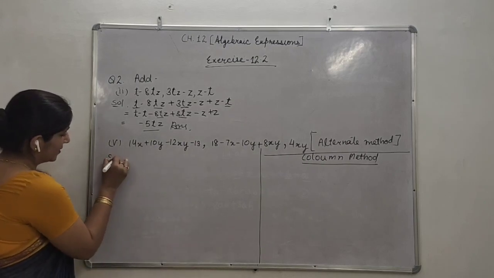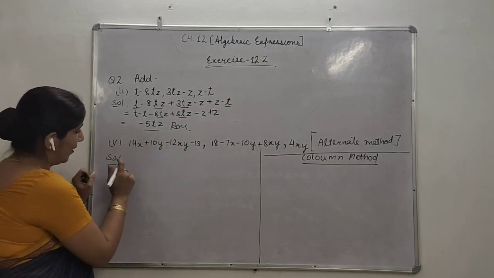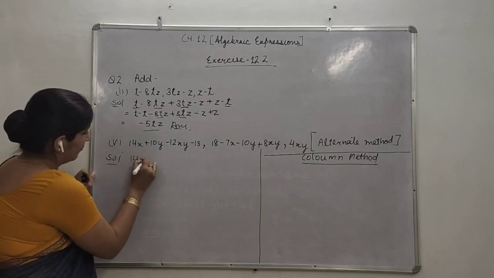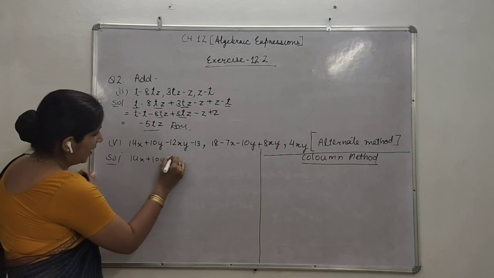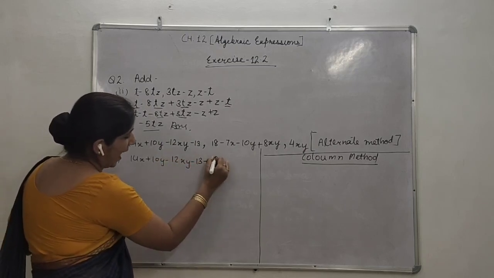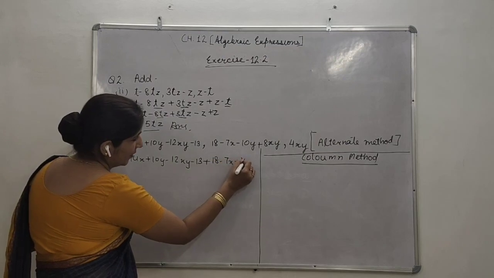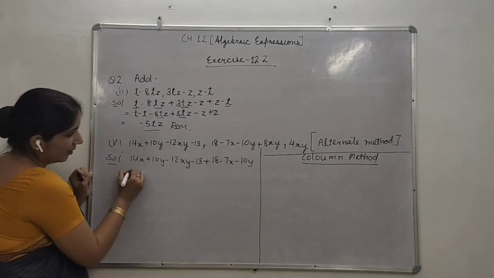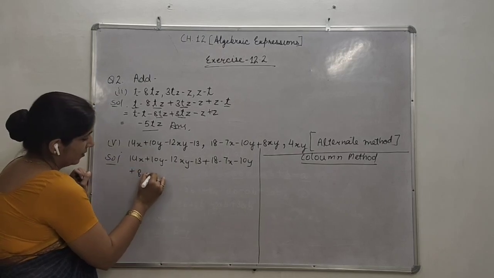Okay, so let us start this with the simple row method. Now I am doing the same thing as I am writing the algebraic expression, and then put the addition sign in between them as we need to add them. So you can see, suppose the space is over here, so I am continuing in the next row.